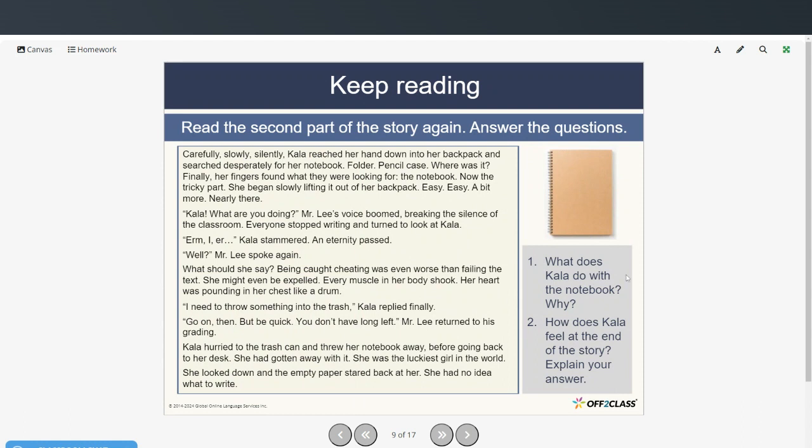And what does Kayla do with the notebook and why? Well, she throws it away because she told Mr. Lee that she needed to throw something away, and in order to cover the lie that she told, she had to throw the notebook away. And how does Kayla feel at the end of the story? She's still confused. She doesn't know what to do, maybe a little panicky because she still doesn't know what to write.